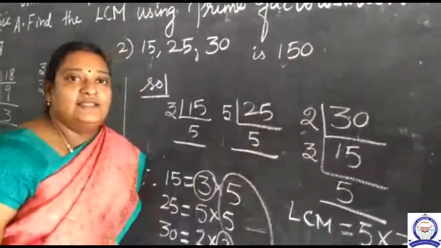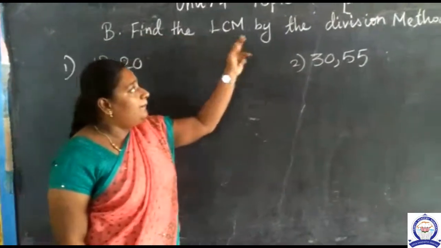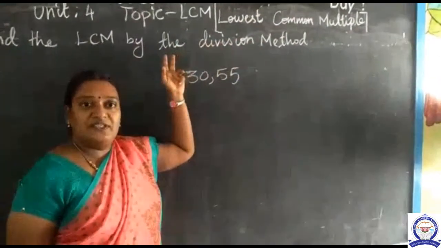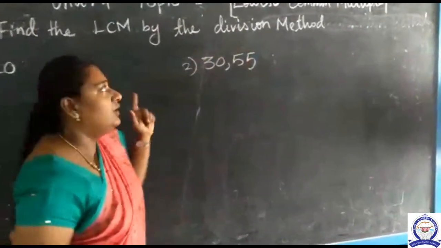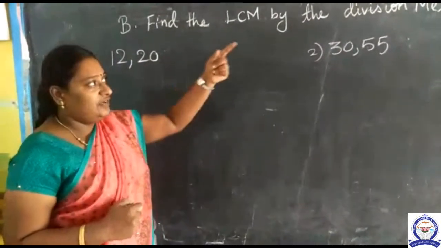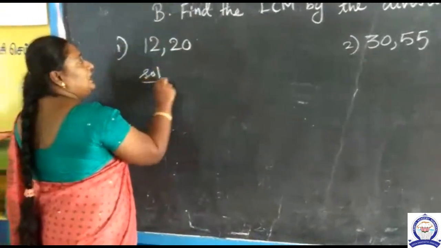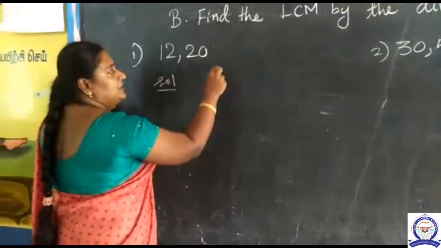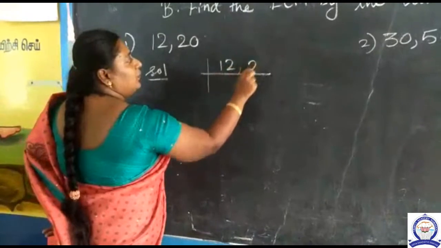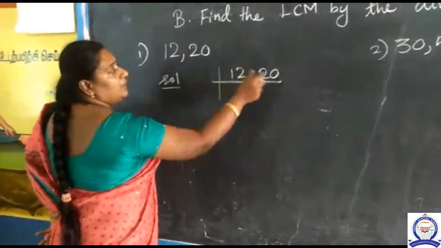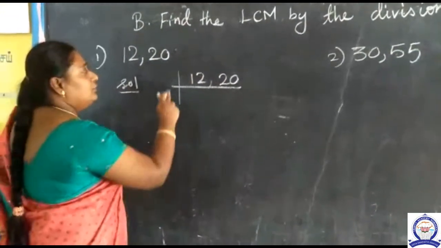Okay children, let us see the next sum. Find the LCM by the division method. First we studied the prime factorization method. The second method is the division method. So solution, 12, 20. How do we set it up in the division method? Like this. We write both numbers together. In prime factorization we wrote it for one number at a time, but in the division method we take both numbers together to find the LCM.